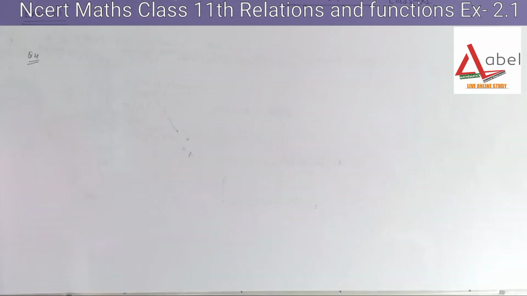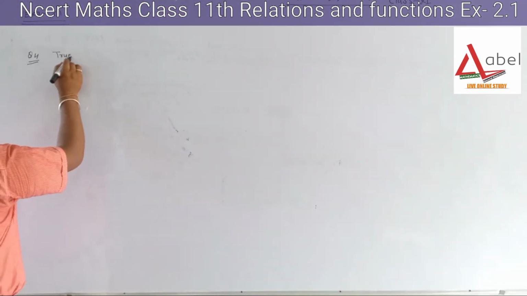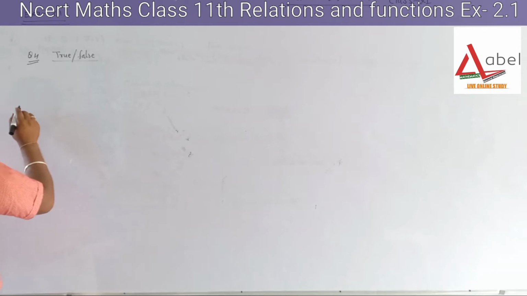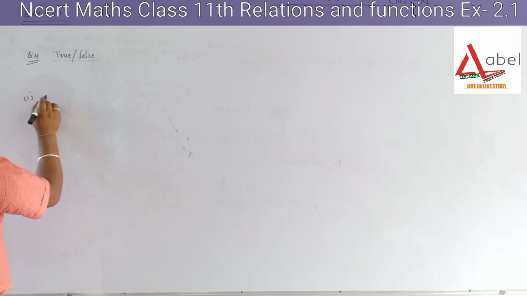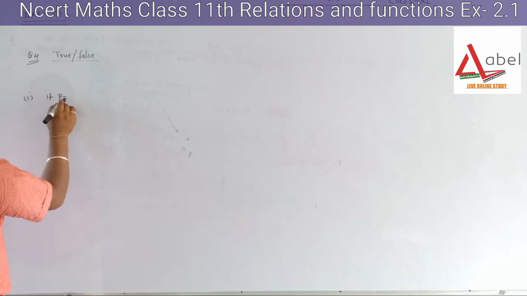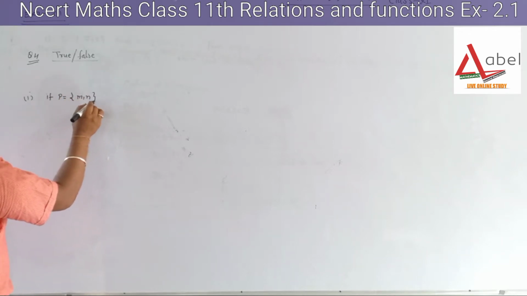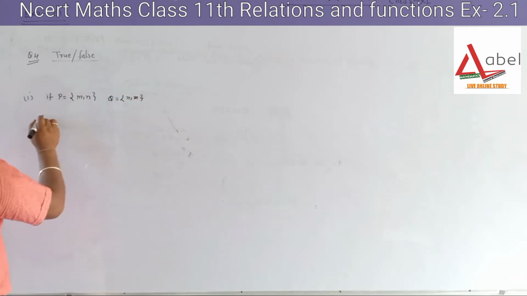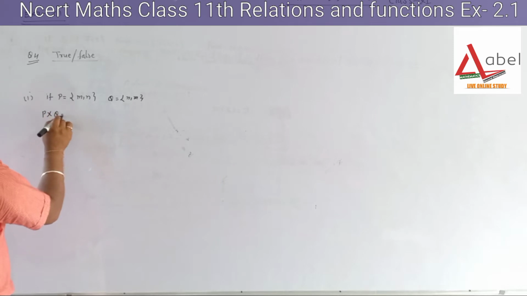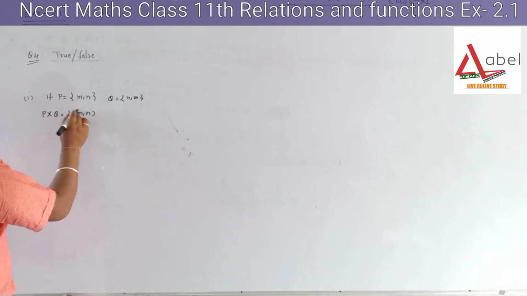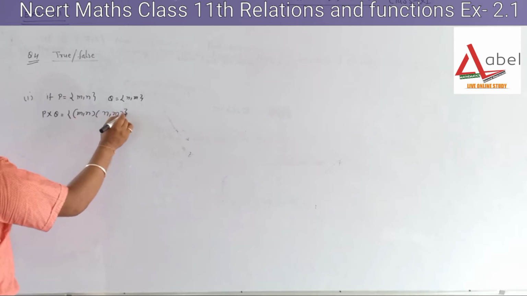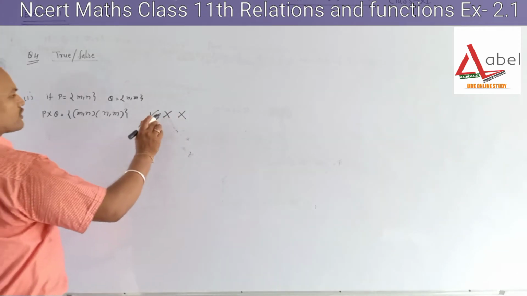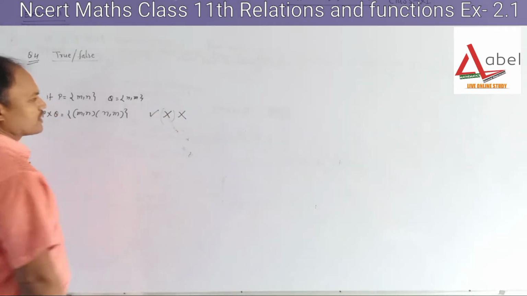Okay, true or false? You have to check true or false. Number one: if P equals M cross N and Q equals N cross M, then P cross Q equals (M, N) and (N, M). Is it true or not? You have to check if it is true or false. Okay, so what is the answer?